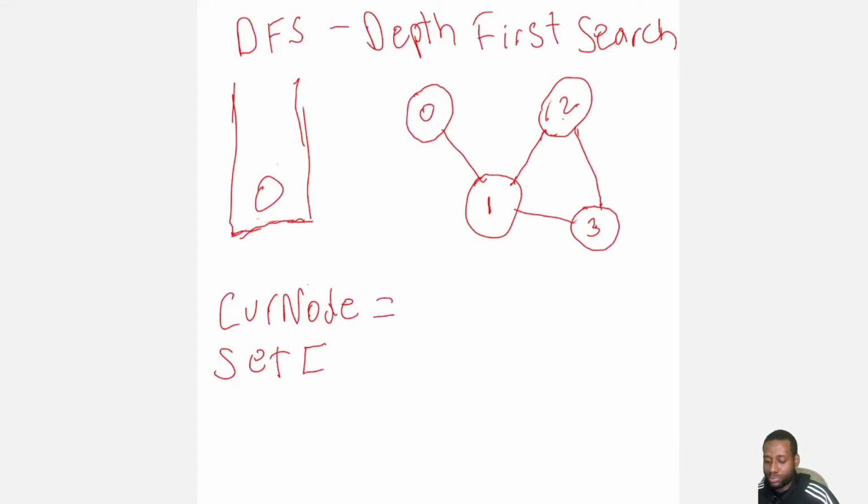Now we need to start doing processing. We're going to pop 0 off the stack, so the current node is going to be 0. That's the current node that we're on right now. We also need to add 0 to the set, to let us know that we visited 0. And now 0 is going to add all of its neighbors.